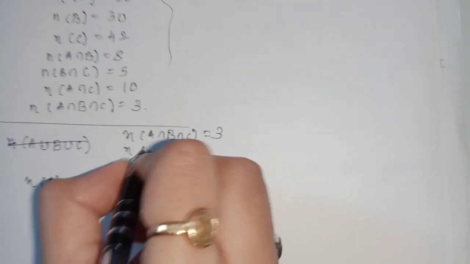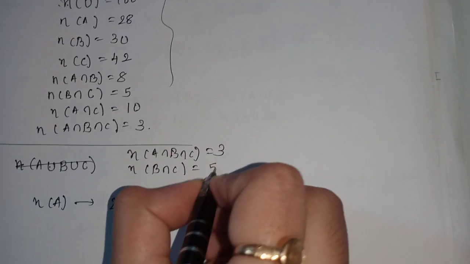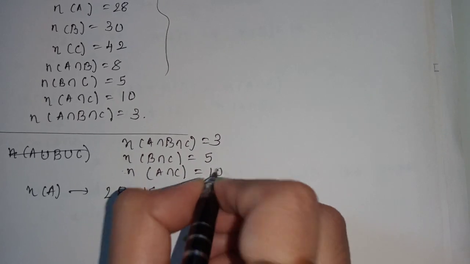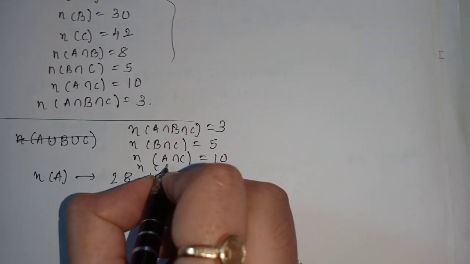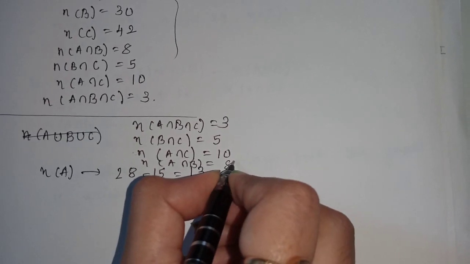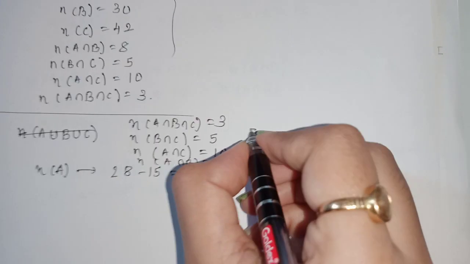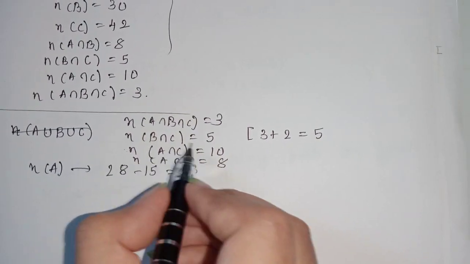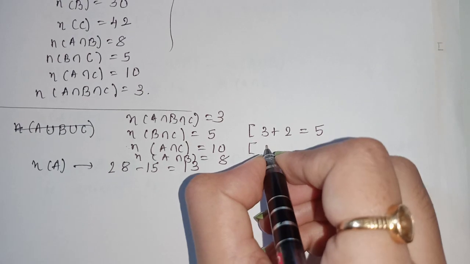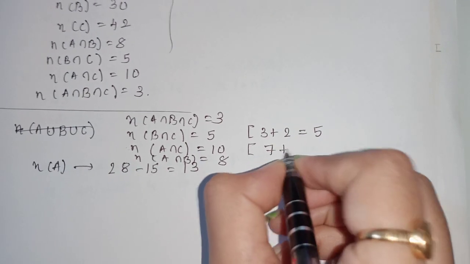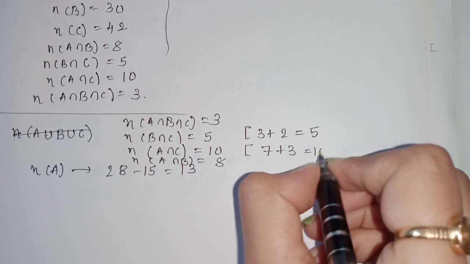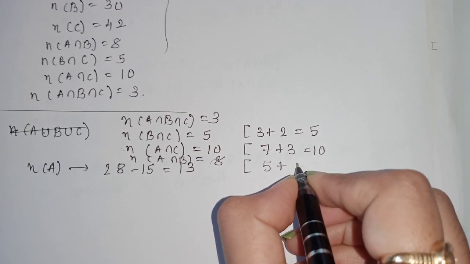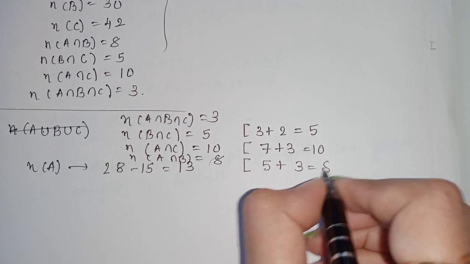3. Number of B intersection C is equal to 5. Number of A intersection C is equal to 10. And last, number of A intersection B is equal to 8. So this one will be 3 plus 2 is equal to 5, because it is given B intersection C. The next is 10, that is 7 plus 3, so you will get 10 over here. And this one is 8 as 5 plus 3, so you will get 8 over here.